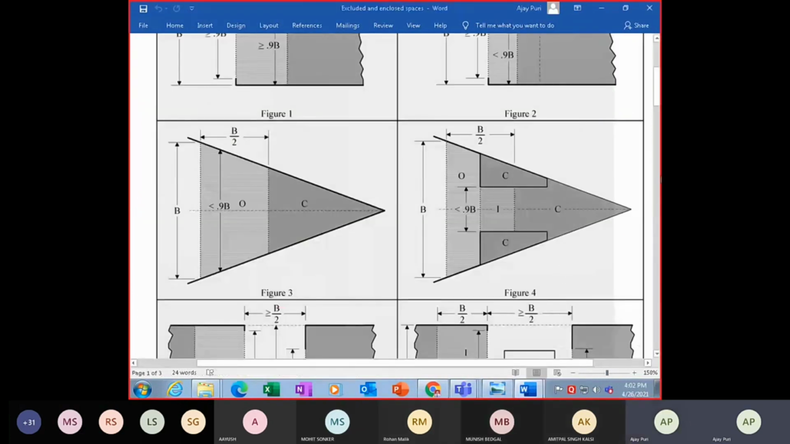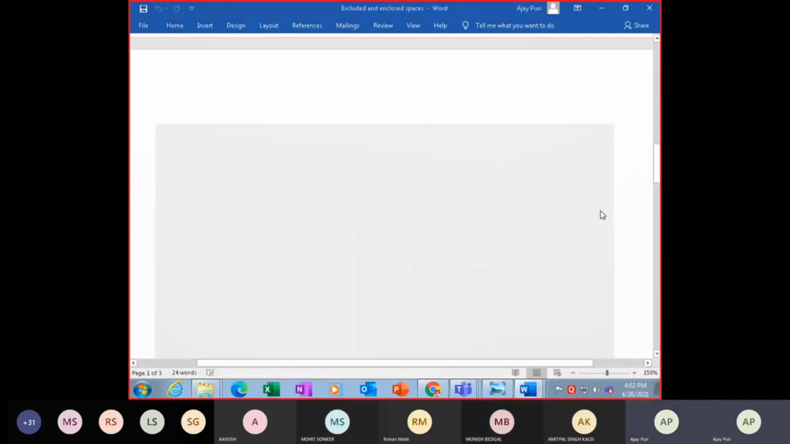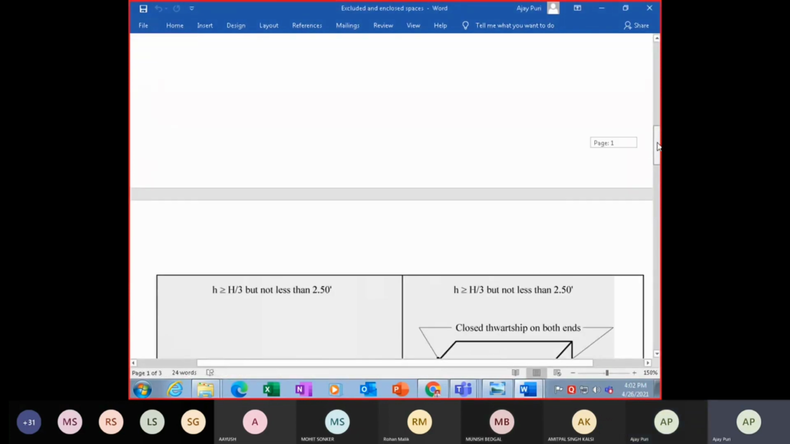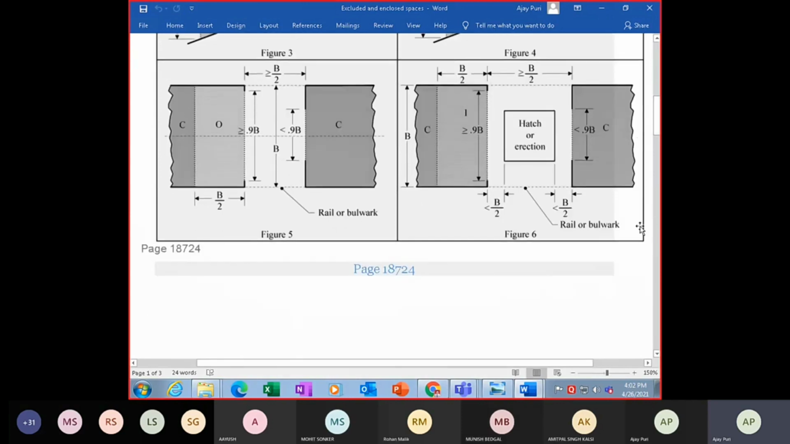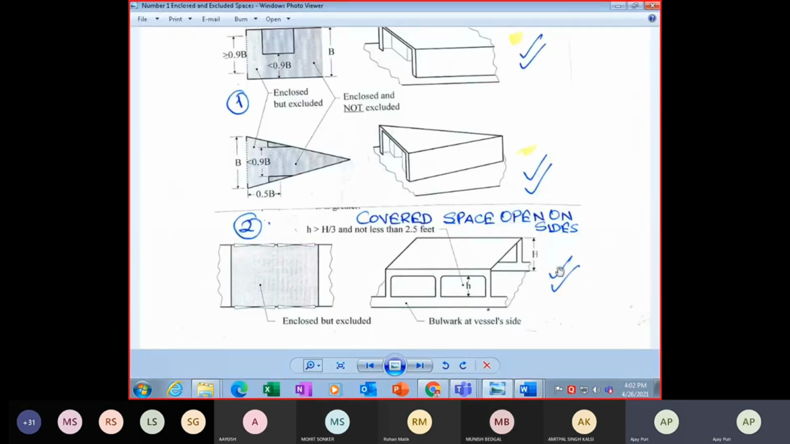Now in 5 and 6, this area basically, you have railings and or bulwark here. So these are areas separated here. I'll see if this diagram is there or not.